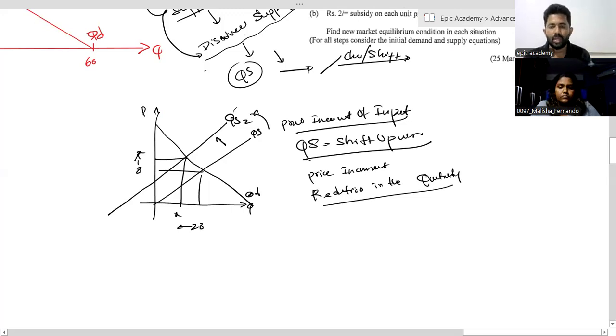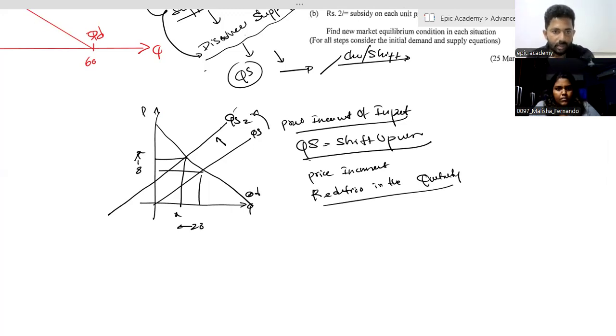Do not try to explain many things. Just copy that graph and write it down here. Because of the price increasement of input, the supply curve shifts upward. As a result of that, equilibrium price will increase and equilibrium quantity will reduce. That is enough.